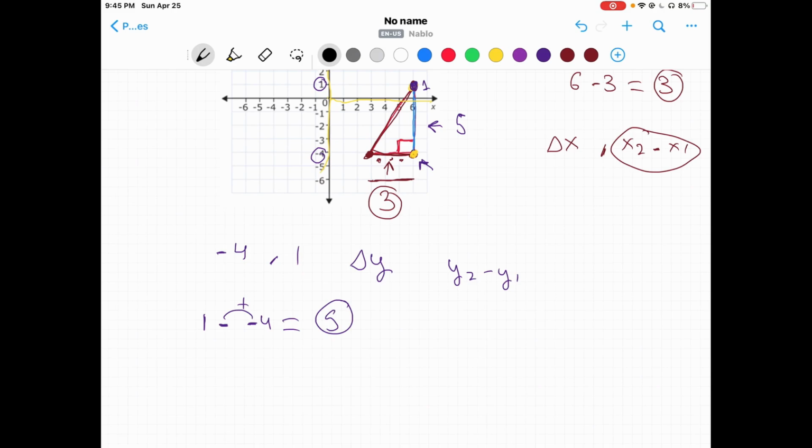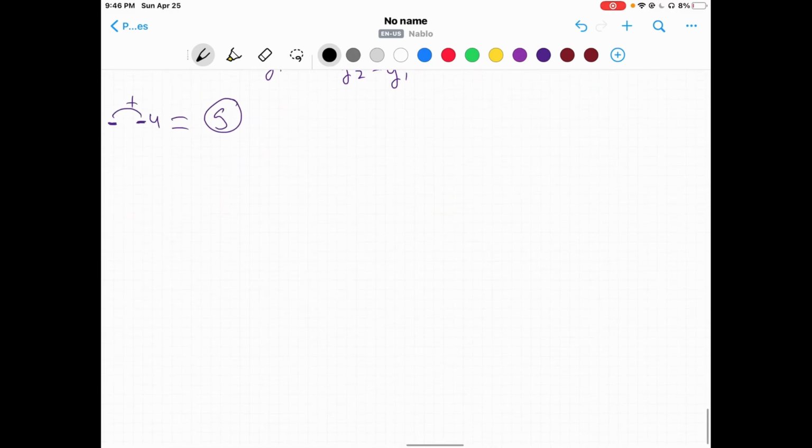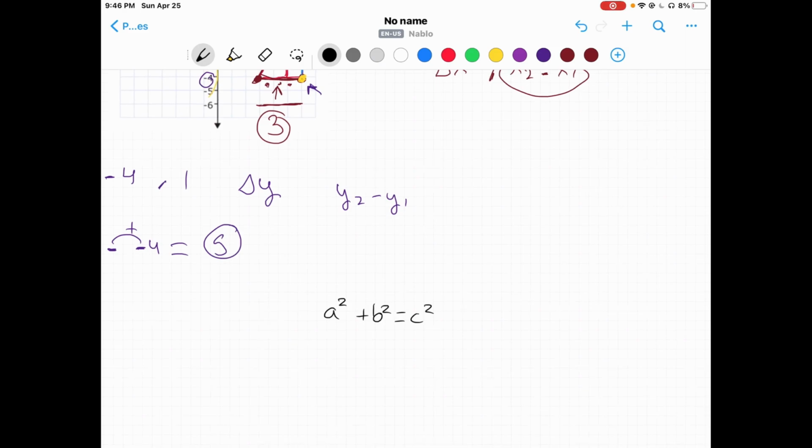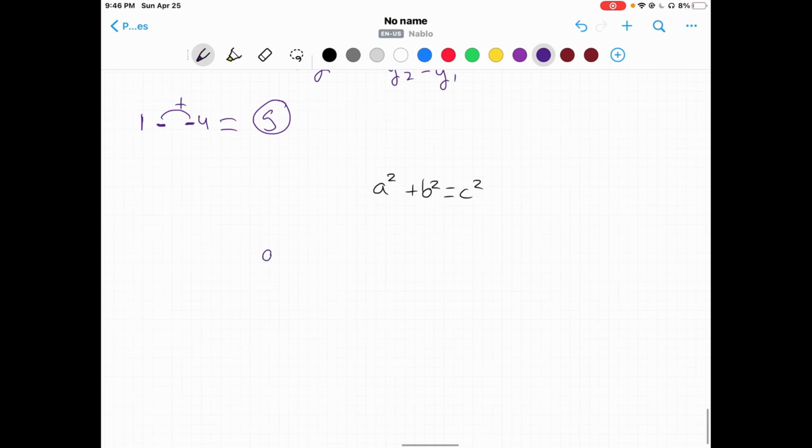Now we know 2 of the smaller sides, so we can now find the hypotenuse using the Pythagorean Theorem, which would be a squared plus b squared equals c squared. Now we know that a, this side right here, is 3, but think about it. How did we get 3? Well, we used the change in x, right? So we could say that a is the change in x. In other words, x2 minus x1.